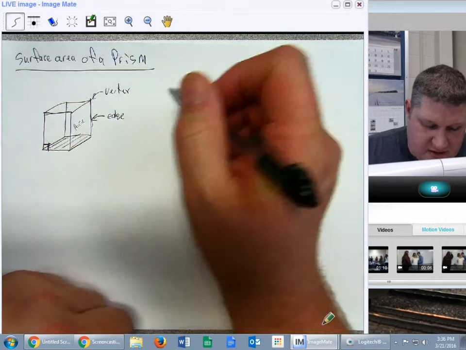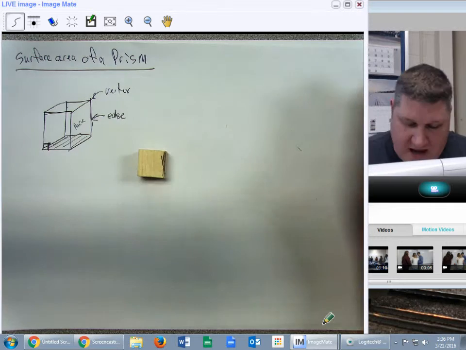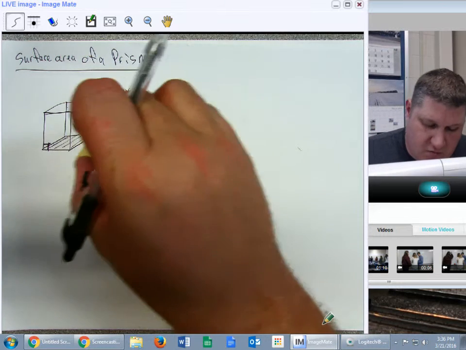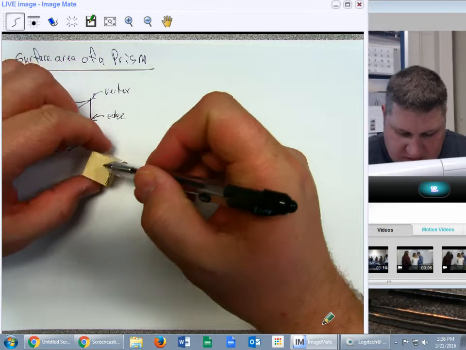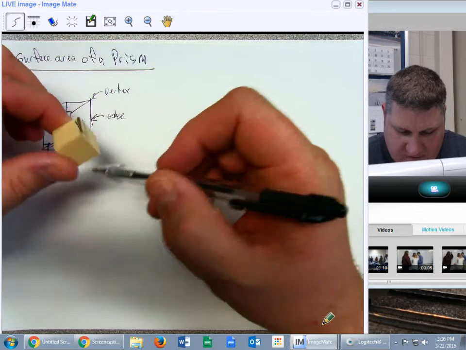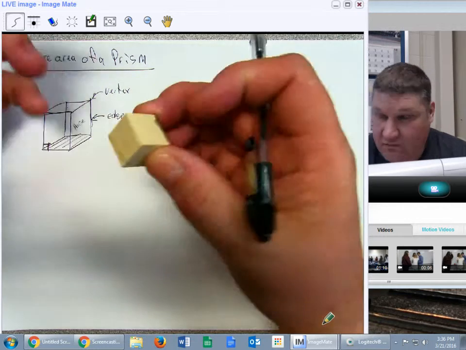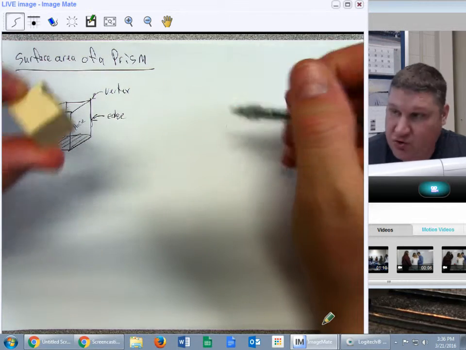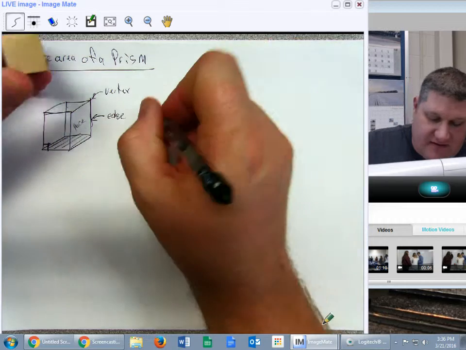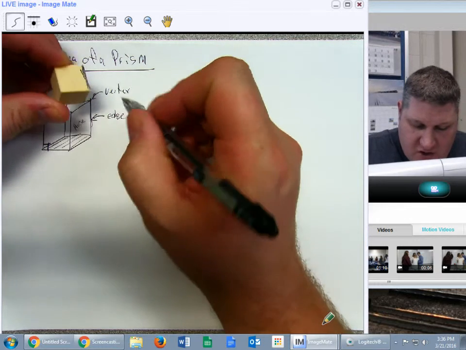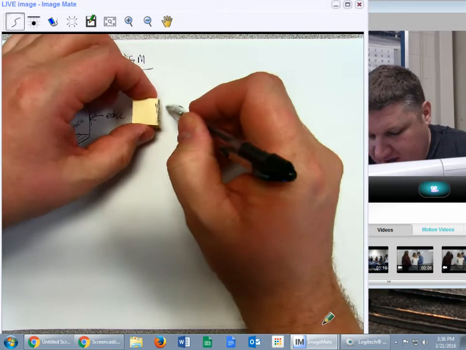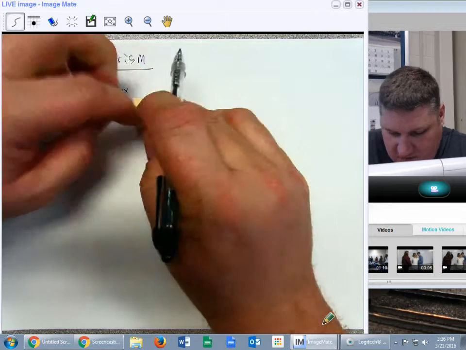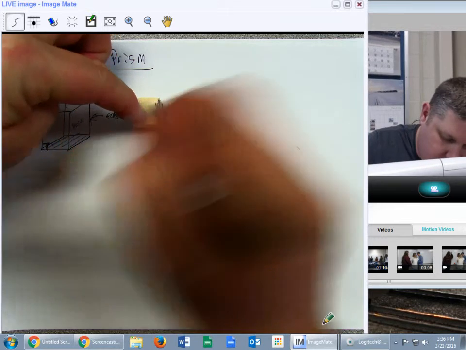Now, for surface area, what we're going to want to do is add up all these sides. Well, to add up all these sides, you say, well, can't I just take 1, 2, 3, 4, 5, 6 squares? Well, in the case of a cube, you would be correct. Technically, for a cube, you could find the area of one base. So here we go. Let's do a little trace.